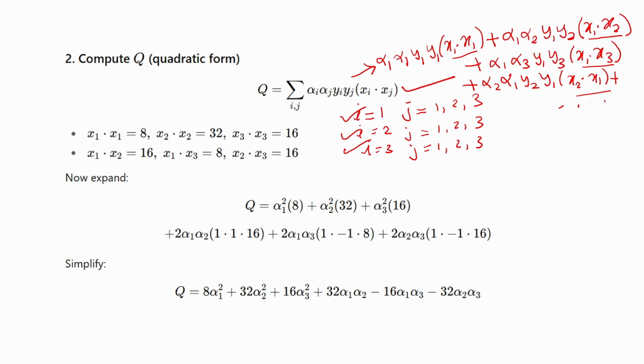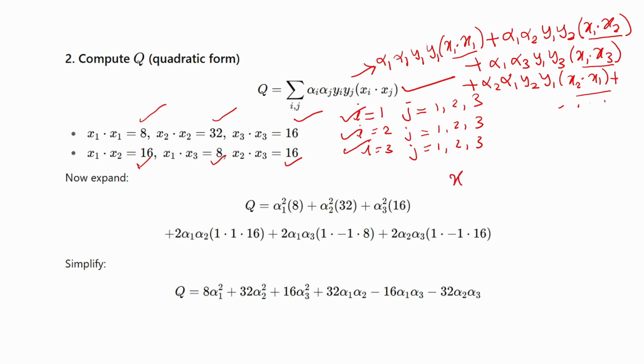x1 dot x1 we already found, x2 dot x2 we found, x3 dot x3 we found, then x1 dot x2 also we found, x1 dot x3 also we found, x2 dot x3 also we found. So how will you find that?